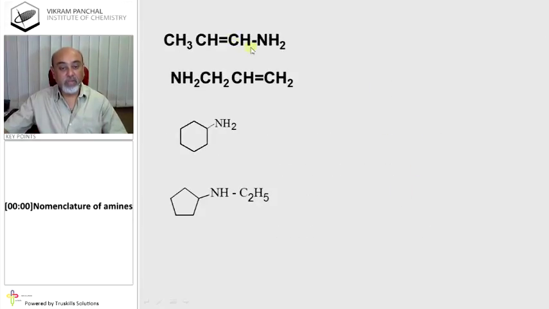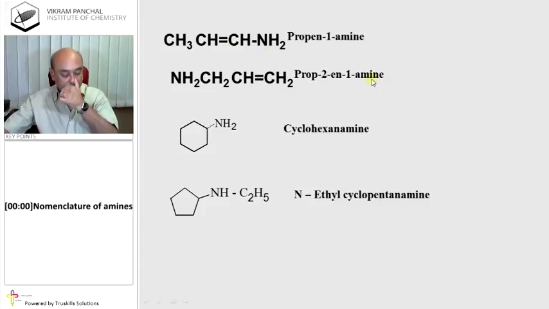Double bond as well as NH2 is on the first carbon. So we write propene 1-amine. Here double bond is on a different carbon and NH2 is on a different carbon. First carbon is this one which is having NH2. So it is prop-2-en-1-amine. There is no double bond, so it is cyclohexanamine and ethyl cyclopentanamine.